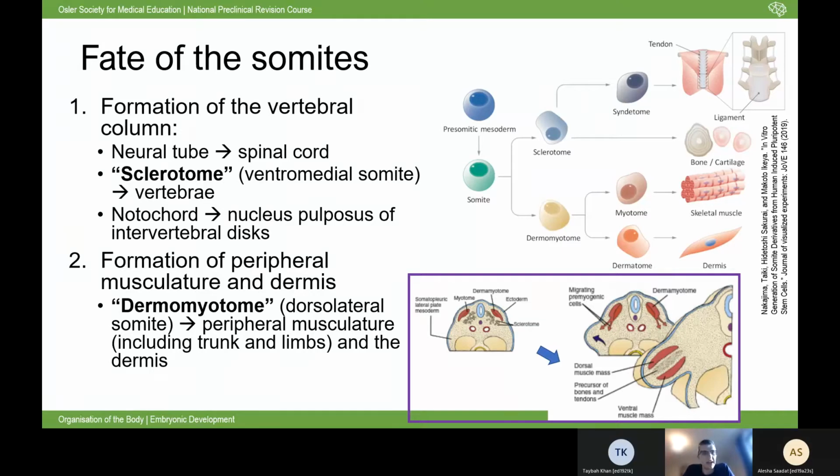You also get the dermatomyotome, which is the outside, the kind of lateral and back part of the somite. We call it dorsolateral. And this has two components really. It has the dermatome, which forms the dermis, and the myotome, which forms your peripheral skeletal muscles. So I really mean the muscles in your limbs, and you can see this process in the lower figure of myotome cells migrating into the limbs to form the muscles.